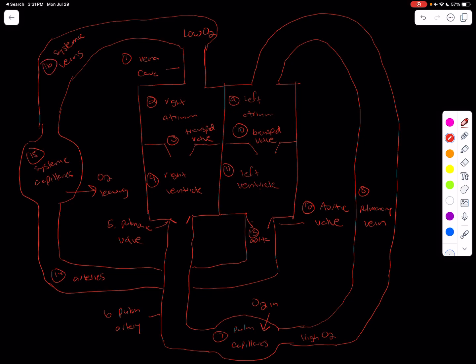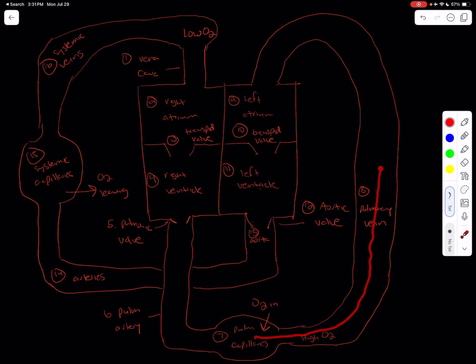Okay, so let's just start in the vena cava again. Deoxygenated or low oxygen blood enters the vena cava. From there, it goes into the right atrium. From the right atrium, it goes through the tricuspid valve. And then it goes into the right ventricle. Right ventricle contracts, opens that pulmonic valve, and blood goes into the pulmonary capillaries. Once it gets into the pulmonary capillaries, that blue changes red. So now we've got high oxygen.